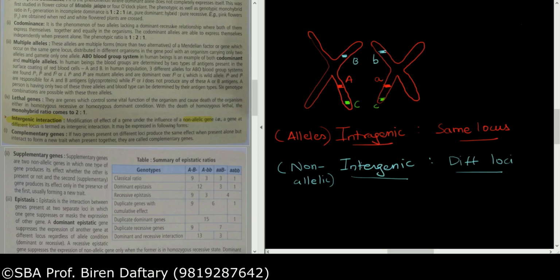Now we have to study types of intergenic interactions. In your textbook they have given only pleiotropy as the example, whereas over here in MTG they have given many different examples. So we'll be studying that. They are not given in your 12th textbook. So I'll be explaining them to you.